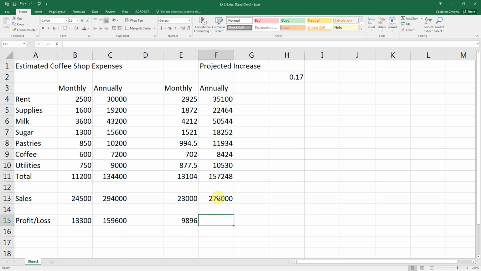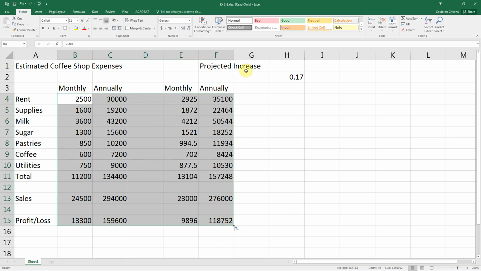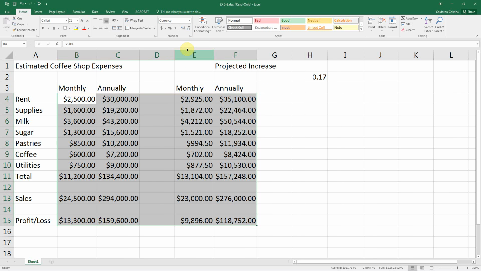And then over here, we can just probably copy the same formula. Let's see if it does it. Yes, it does. Okay, perfect. If you want these all to look like money, like currency, you can just go up here to number and put currency. They didn't have that in the book, but just in case.